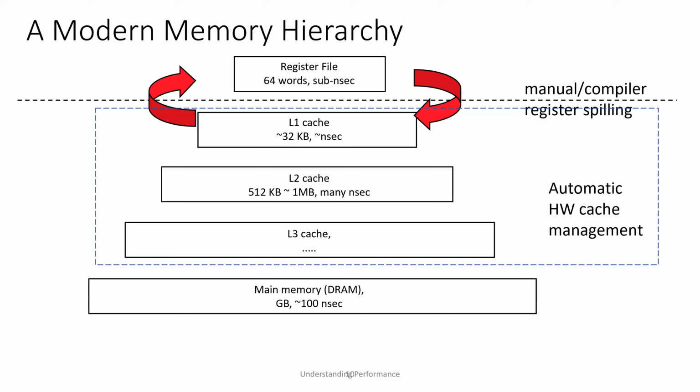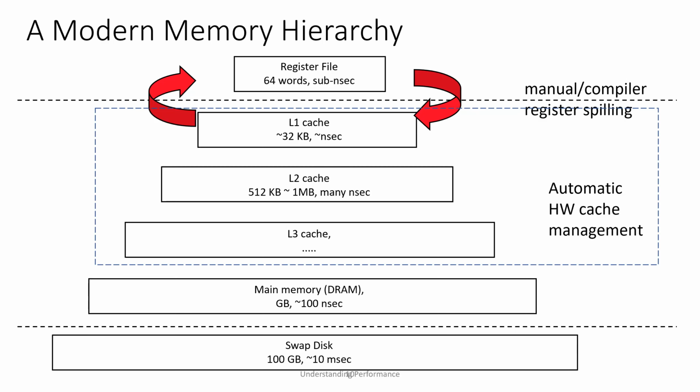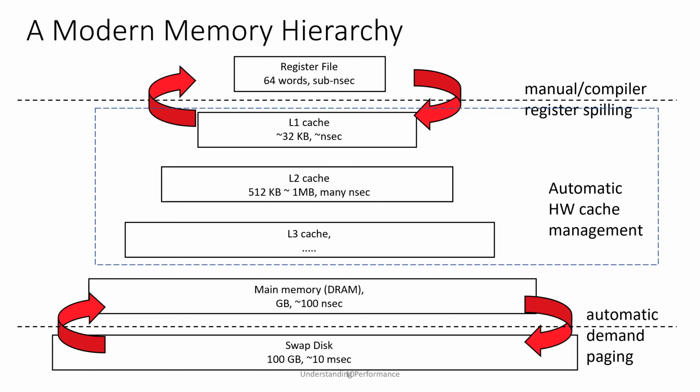Following that, we have our main memory, and then we have our swap disk, or in general, we can call it storage. Now, the movement between the swap disk and the memory is done by the OS, right? It is a kind of automatic in the sense that the program does not do it. It has nothing to do with the working of the program to begin with.